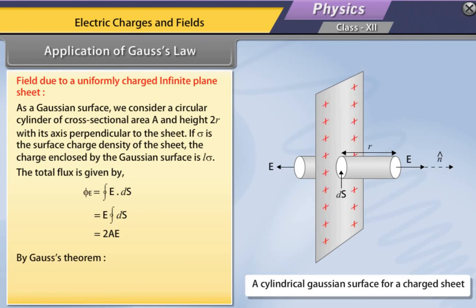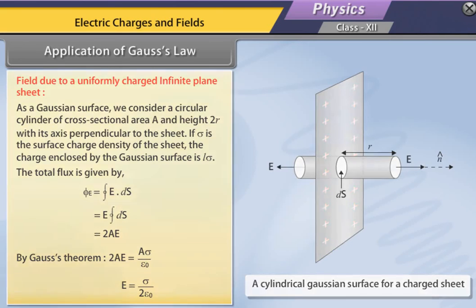According to Gauss's theorem, we get the electric field at any point at a distance r from the sheet as sigma divided by 2 epsilon naught.